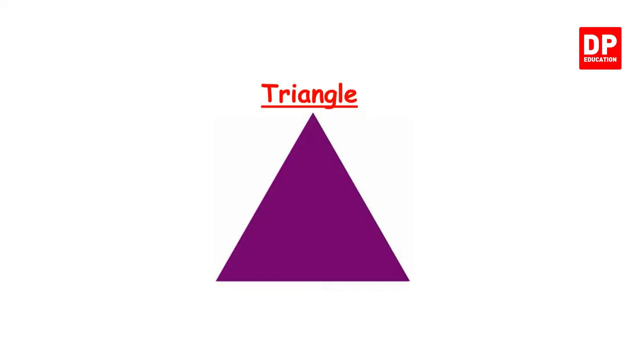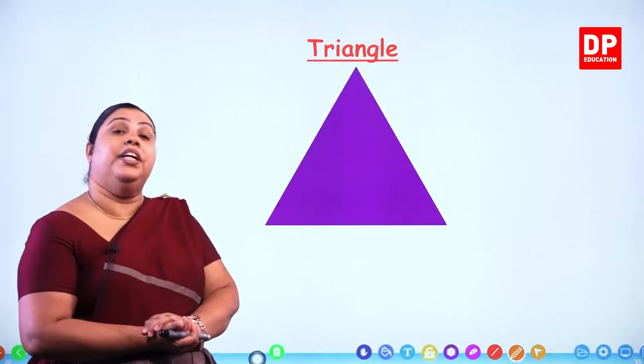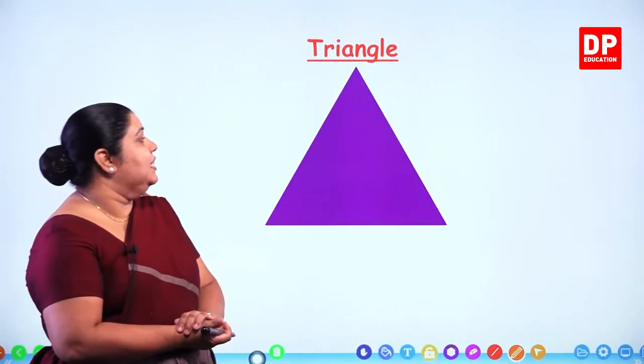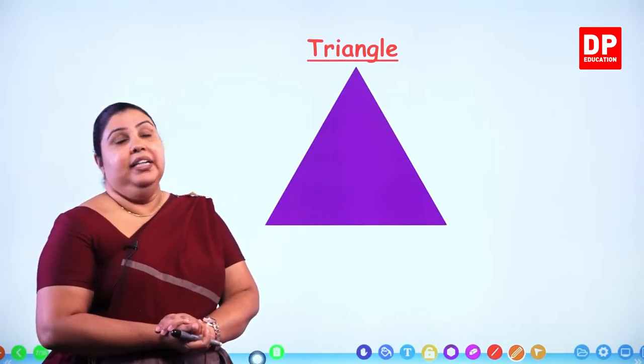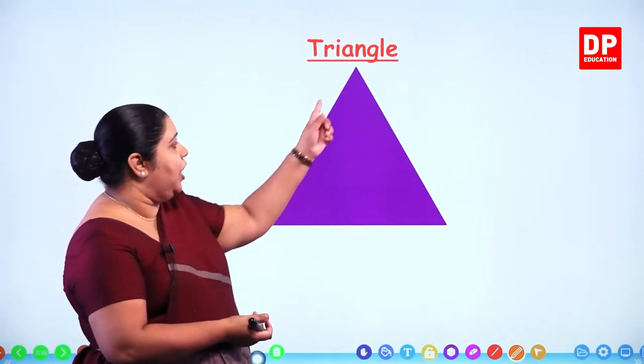Now let's move on to our next shape. Triangle. Triangle, trikonaya. Right? This is the shape of a triangle. It has three sharp edges.